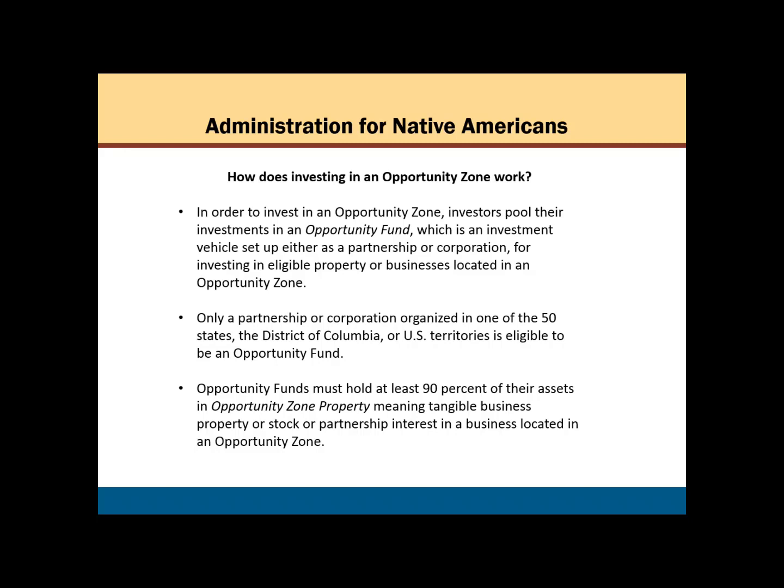So typically, corporate organizations, either partnerships or corporations, will be eligible. And in terms of how an opportunity fund manages its assets, it must hold at least 90% of the assets in opportunity zone property or businesses, which we'll talk more about later. So the takeaway here is that the first step in the opportunity zone process is that a fund has to be created, and it's typically a partnership or a corporation.